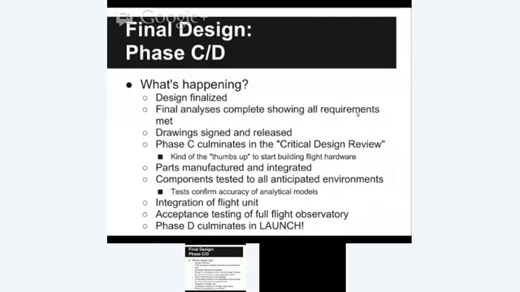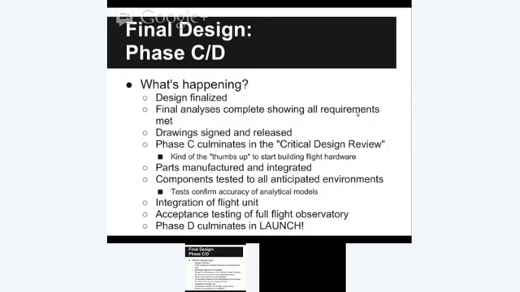So at this point, once you reach that critical design review, what you're essentially getting is the thumbs up to start building the flight hardware. At this point, you're supposed to have about 70 to 80% of your drawings completed and signed off, and you should be ready to go into the integration and test phase.